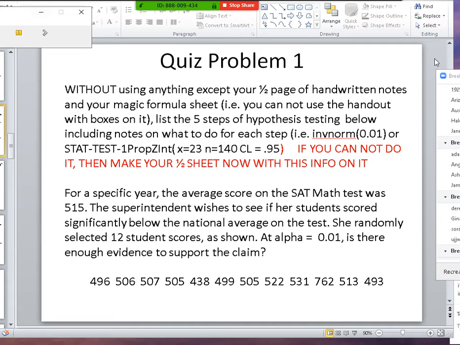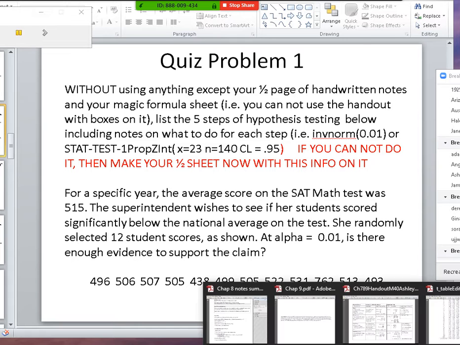For a specific year, the average score on the SAT math test was 515. The superintendent wishes to see if her students scored significantly below the national average on the test. She randomly selected 12 student scores as shown. At alpha 0.01, is there enough evidence to support the claim?